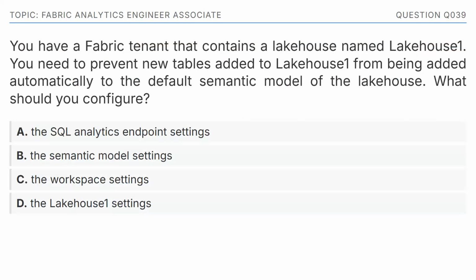You have a Fabric tenant that contains a lakehouse named Lakehouse 1. You need to prevent new tables added to Lakehouse 1 from being added automatically to the default semantic model of the Lakehouse. What should you configure? The options are: Option A, the SQL Analytics endpoint settings. Option B, the semantic model settings. Option C, the workspace settings. Option D, the Lakehouse 1 settings.